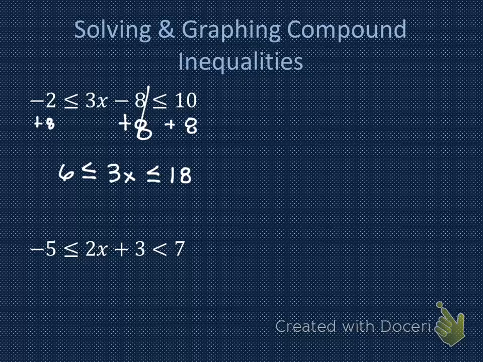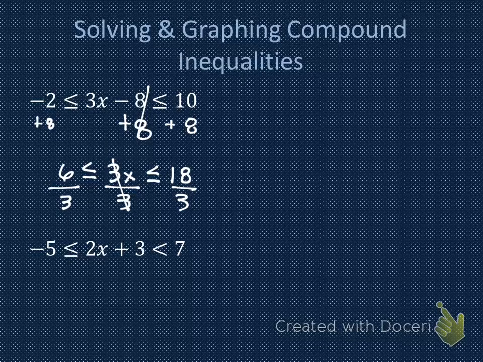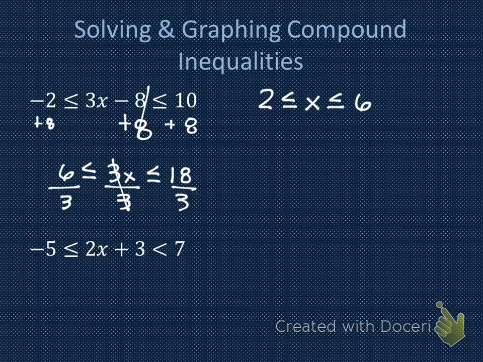I don't want to add 6 because, very good, divide by 3 because I'm just trying to get x by itself. So it cancels out here. So I divide by 3 on both the front and the back. So what's 6 divided by 3? 2 is less than or equal to x is less than or equal to 6. 18 divided by 3 is 6.